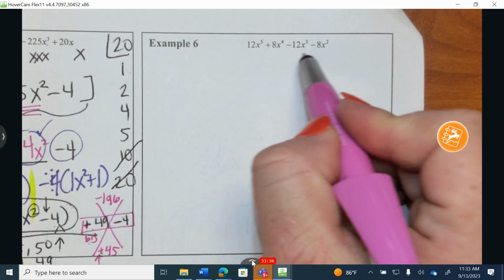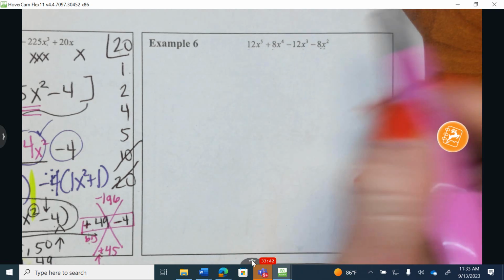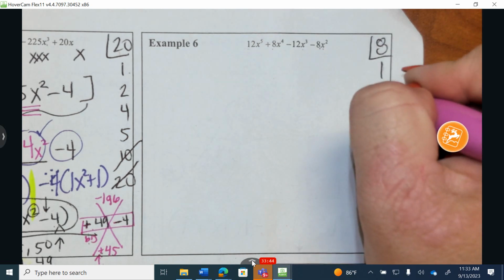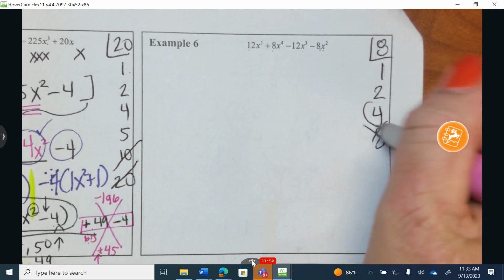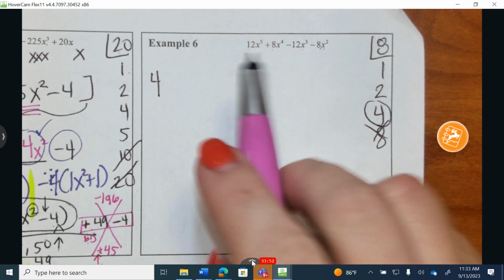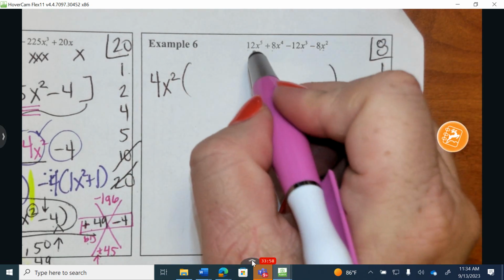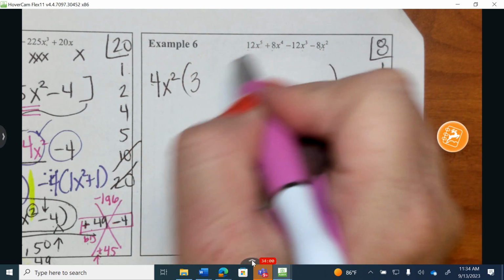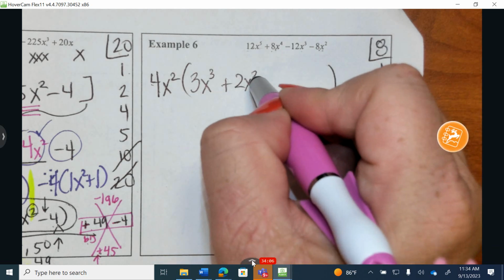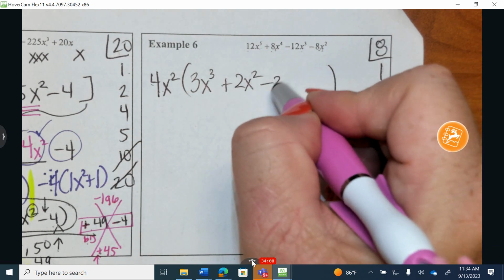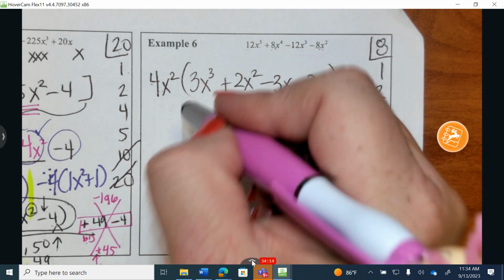So I look here and I'm going, what is the largest number that I can find here? It is 12 and the smallest number is 8. Numbers that divide into 8 would be 1, 2, 4, and 8. And I'm able to determine that I can factor out a 4. Also, I'm able to factor out an x squared. So inside parentheses, I go 12 divided by 4 is 3, but I need 3 more x's. 8 divided by 4 is 2, and I need 2 more x's. 12 divided by 4 is 3, and I need 1 more x. And 8 divided by 4 is 2, and I already have both x's.